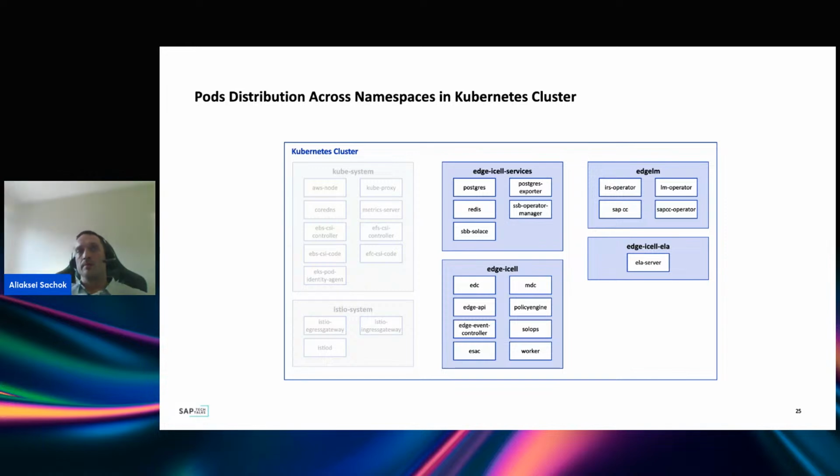The next one, edge-lm. This namespace ensures that SAP Edge components are properly deployed, configured, and updated over time. It includes operators that manage the health and automation of Edge services. And the last one, edge-iss-ela. This namespace is responsible for event log analysis, capturing and storing logs for monitoring and troubleshooting. These namespaces are created automatically, and the structured organization allows SAP Edge to efficiently manage integration processes, ensuring seamless service communication and maintaining system stability within the cluster.